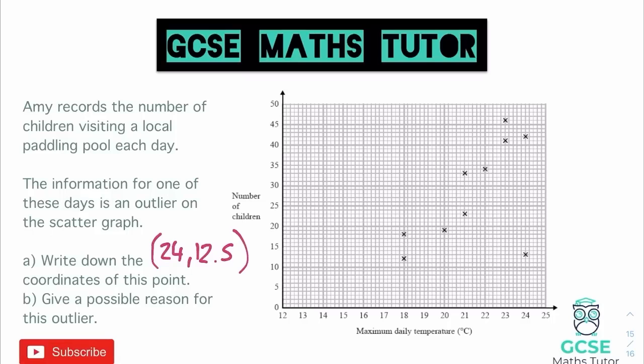So why on a day where it was 24 degrees Celsius, were there a lot more children? You can see up here there's another point around 24 degrees, and on that day it's like 42.5, so an extra 30 children. So why are there 30 less children on this particular day, even though it's hot? So let's think about a real life scenario. When are the days where children are probably going to be going to the paddling pool? Probably at the weekend. So why might there be 30 less just here?